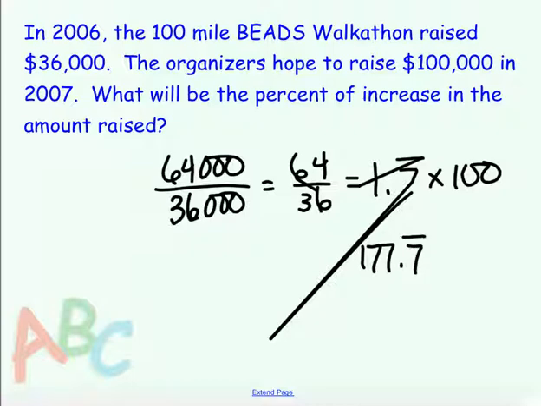And then we're going to multiply by 100, which means we're going to get 177.7 repeating percent increase. That's their goal. That's a pretty significant amount of increase, 177% increase.